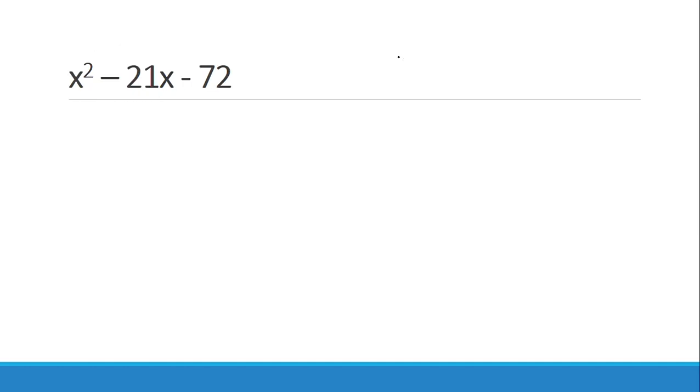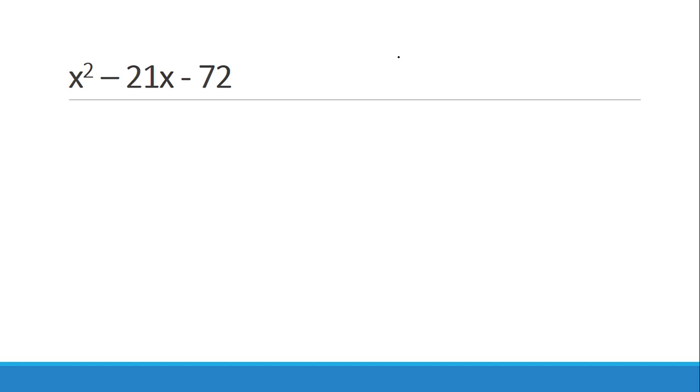Now we go to the next one. We have x squared minus 21x minus 72. And again, negative 72 is not a perfect square. So I want you to practice there on your own by pausing the video here and come back to the video once you have your factors and check out whether you are on the right track.